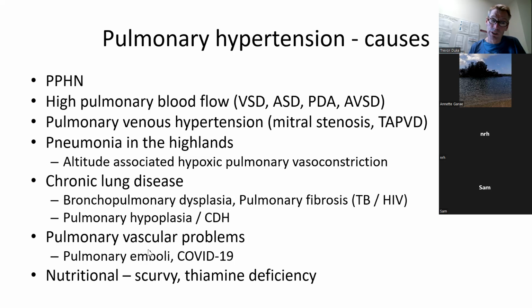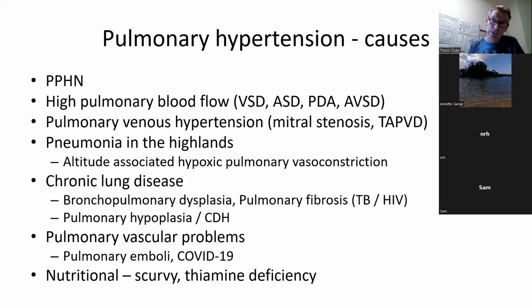And then sometimes you get children who've got pulmonary vascular problems, so pulmonary emboli going to their lungs. I've got a child at the moment who's got COVID-related pulmonary thromboemboli, and that can cause acute pulmonary hypertension. And then there are some nutritional problems that can cause pulmonary hypertension. So vitamin C deficiency and thiamine deficiency can also cause pulmonary hypertension.